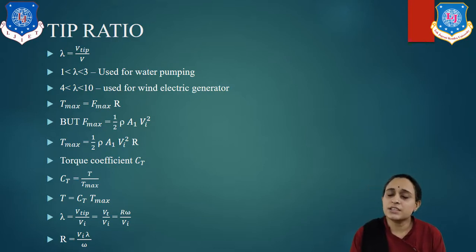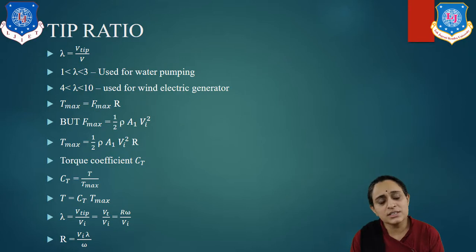Now what is axial force? The axial force equation in our case is half of rho A1 Vi square. We are considering Vi, we can use any of the velocities. So what is torque? T maximum is equal to force into radius, so we have to write F maximum into R. Here rho is the density, A is the swept area, and Vi is the velocity of the wind. So now what is the T max? It is half of rho A1 Vi square into R.